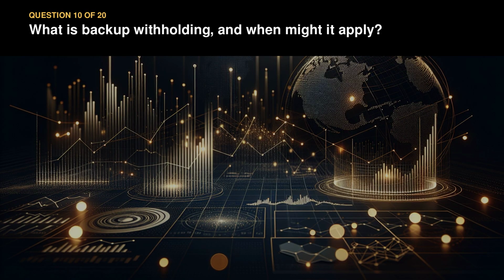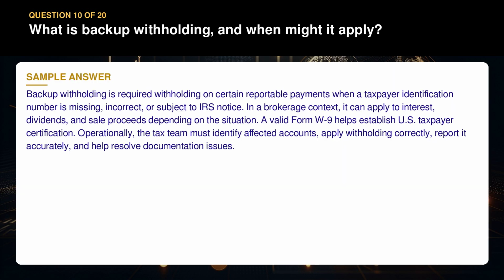Question 10. What is backup withholding, and when might it apply? Backup withholding is required withholding on certain reportable payments when a taxpayer identification number is missing, incorrect, or subject to IRS notice. In a brokerage context, it can apply to interest, dividends, and sale proceeds, depending on the situation. A valid Form W-9 helps establish U.S.